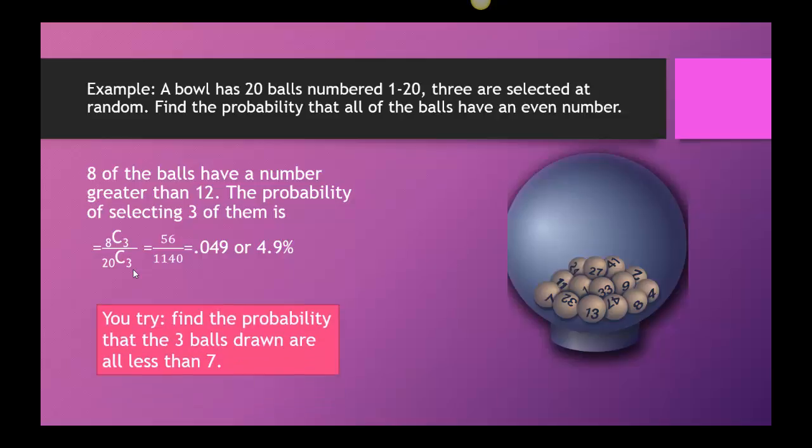Okay. So let's do one more with this idea of these numbered balls in the bowl, but I want you to try it. And then check your answer. So I want you to try to find the probability that the 3 balls drawn are all less than 7. Pause it. It should only take you a minute to do it, and then come back and check with me.